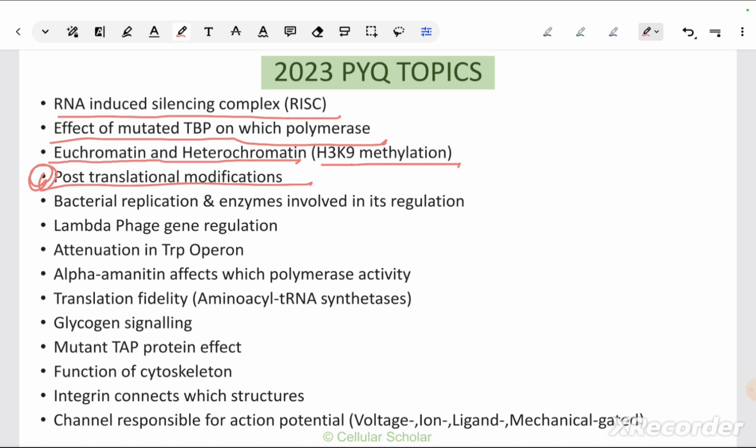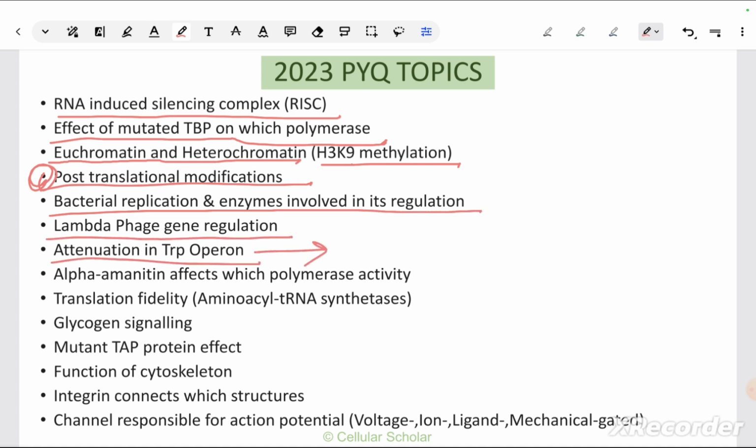So the question might ask that a protein after post translational modification showed an increase in its molecular weight by some Dalton or whatever. So you should have a rough idea of what these compounds are made up of, like which are added in post translational modification. Then bacterial replication and enzymes involved in its regulation, lambda phage gene regulation, attenuation in trp operon.